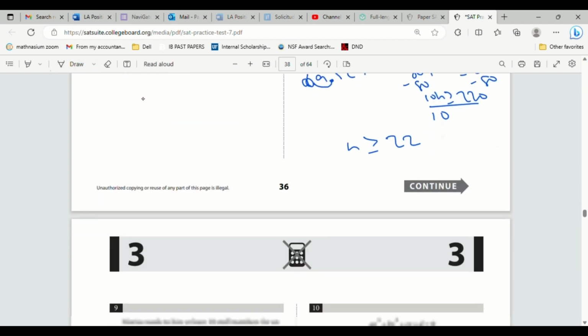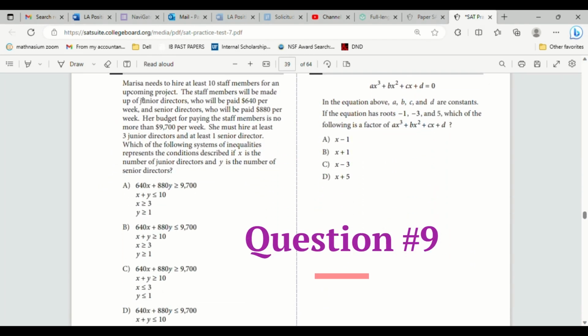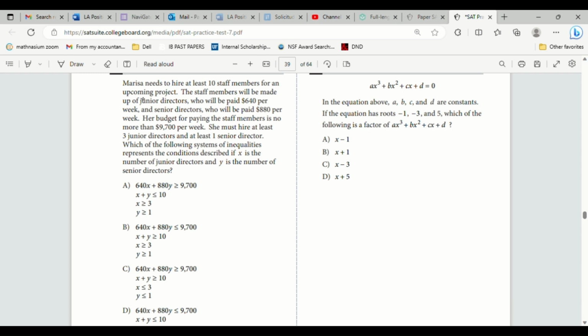C. Number 9, Marissa needs to hire at least 10 staff members for an upcoming project. The staff members will be made of junior directors who will be paid $640 per week and senior directors who will be paid $880 per week. Her budget for paying the staff members is no more than $9,700 per week. She must hire at least 3 junior directors and at least 1 senior director. Which of the following systems of inequalities represents the conditions described if X is the number of junior directors and Y is the number of senior directors?